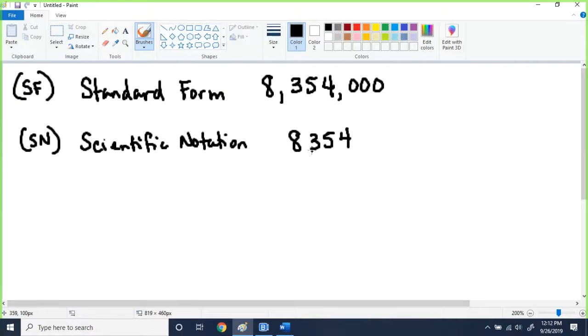Okay, then we have to decide where to place the decimal. The decimal is going to have a number to the left of it between 1 and 9, which is this 8. So your decimal will be right here. So the number to the left of the decimal is between 1 and 9. Then it's going to be times 10 to a power.